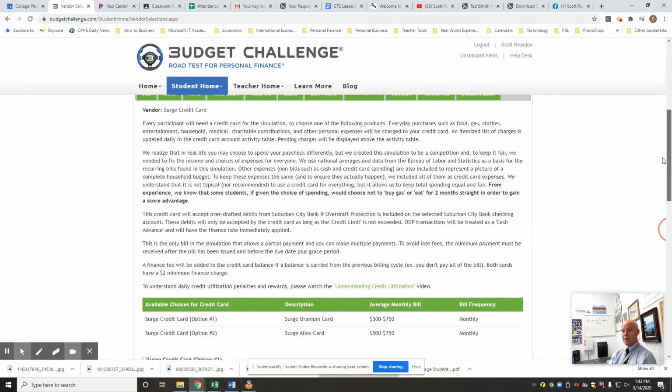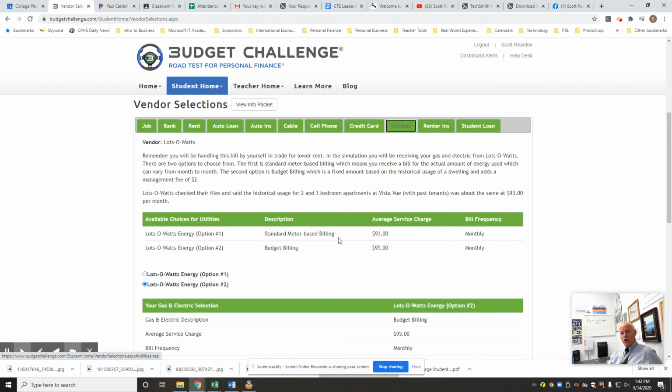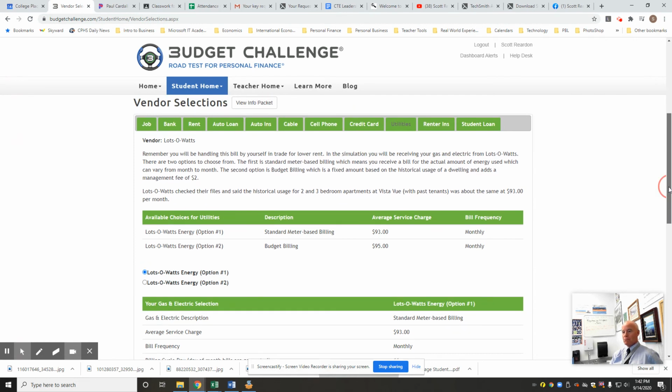Once you fill out that and select your option, the credit card turns green. Utilities, you can do standard meter-based billing. This means that every month they actually come and read your meter and you're charged on a per kilowatt hour basis, $93. The budget billing means that no matter what your kilowatts read, you're going to get charged $95 a month guaranteed. So 93 could be 89, it could be 98, it could be some variation. You have no idea until you get the bill from your meter and they send it to you. Option 2, you know it's going to be $95. How much do you want to play the game here?